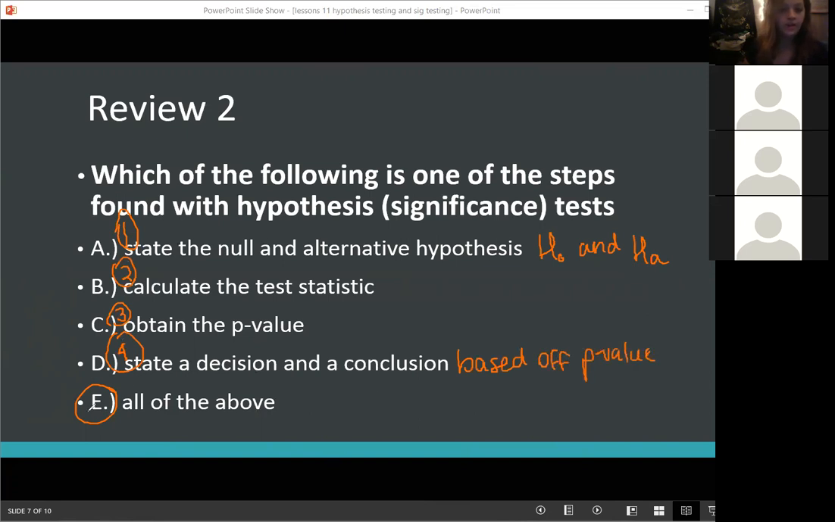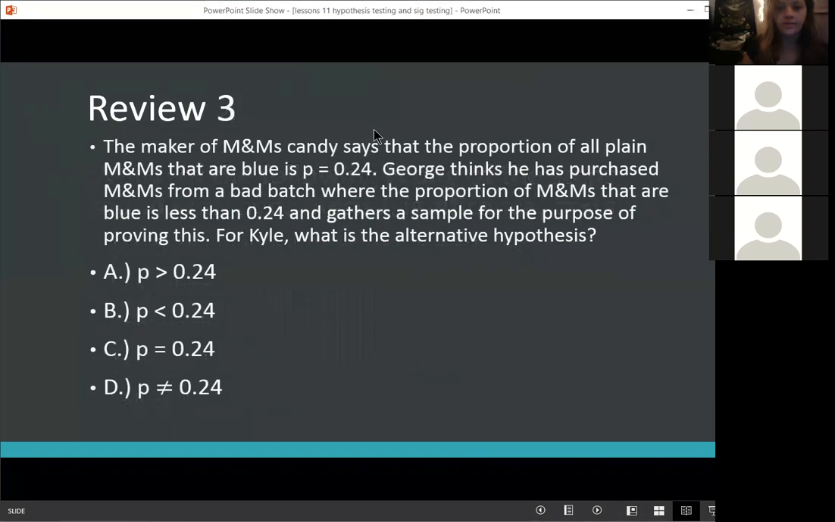So our answer is E, all of the above, because these are all steps within our hypothesis testing procedure. They just happen to be in order too. That's just making sure you understand the different steps we take and that you don't skip any of them. So good job. All right, we have 2 more, I think.